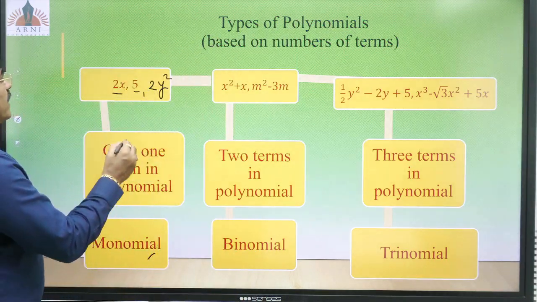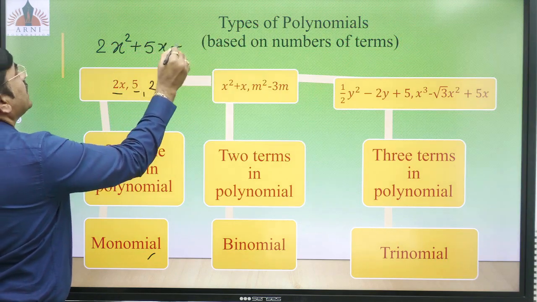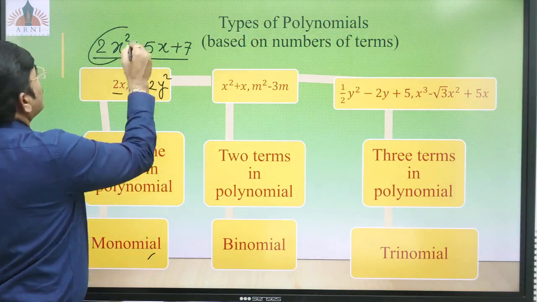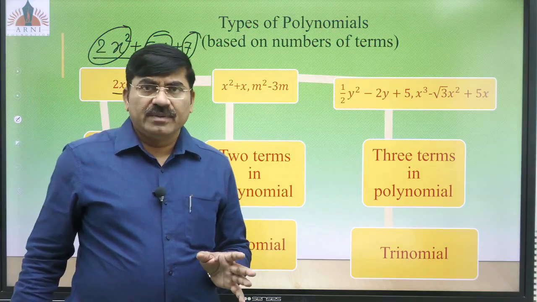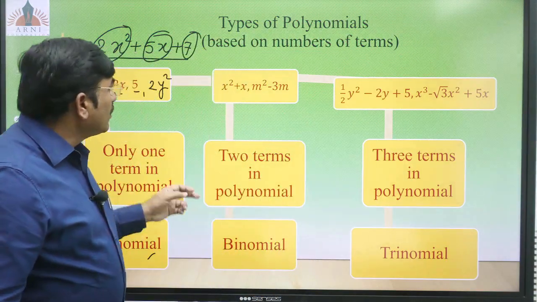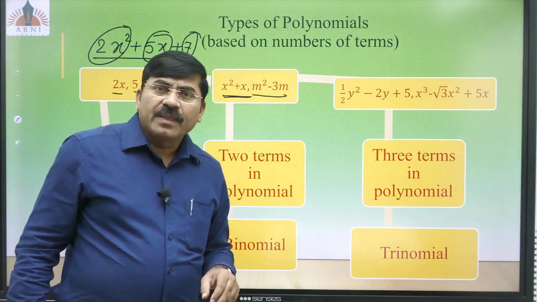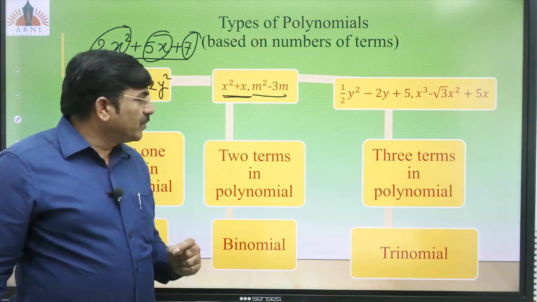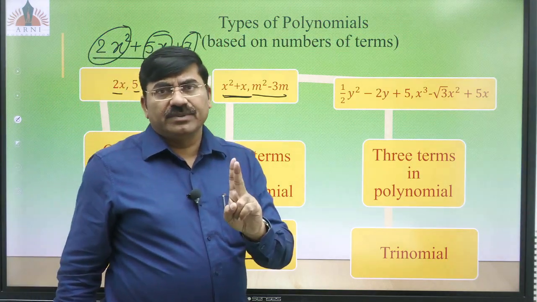Something like 2x square plus 5x plus 7: here 3 terms are given in this polynomial. One term is 2x square, the second term is 5x, the third term is 7. According to the number of terms, we have different types of polynomials. Now, x square plus x or m cube minus 3m are polynomials having 2 terms. If 2 terms are there, we say it is a binomial. So, a binomial has 2 terms.